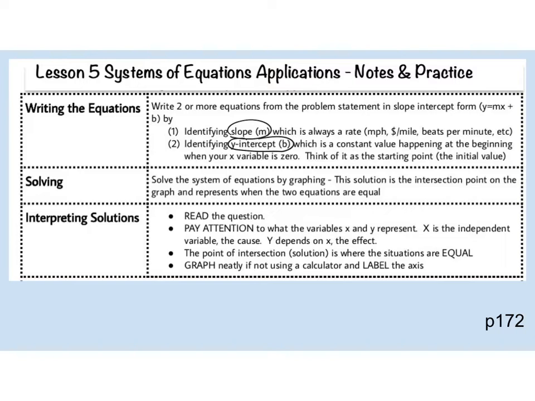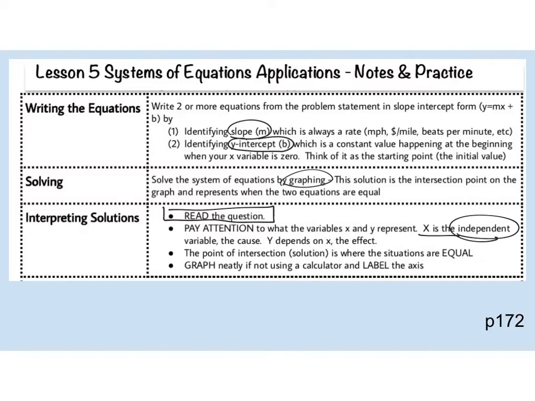So it's like the starting point, or what we've been calling the initial value. When you go to solve them, you're going to solve them by graphing, just like we've been doing before. And if you're interpreting solutions, it's important to do this: read the question. Where's the question word? Who, what, where, when, why? And then read what it's actually asking you to do. And then pay attention to what the variables x and y represent. X is always the independent variable, while y depends on x, and it's the effect.